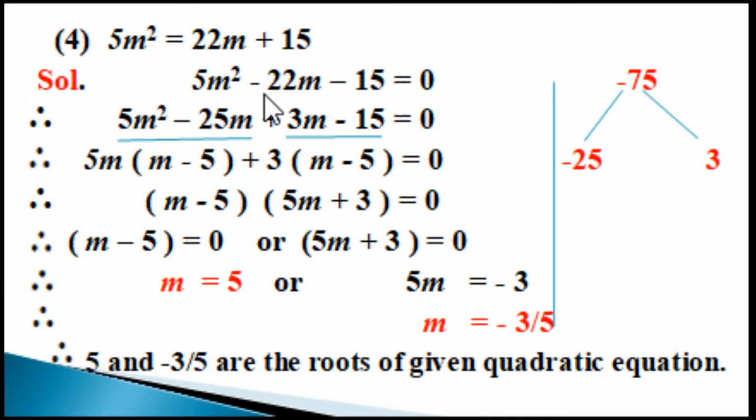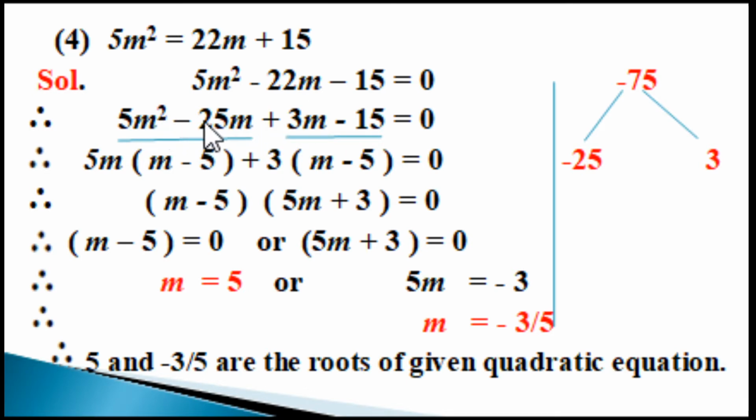Then question number 4: 5m square is equal to 22m plus 15. So 5m square minus 22m minus 15 is equal to 0. We have taken the 22m plus 15 to the left hand side of the equal sign. Then a is 5, c is minus 15. So 15 fives are 75, and the product is minus 75 and the addition is minus 22. So the factors are minus 25 and 3. So instead of minus 22 we have taken minus 25 and plus 3.